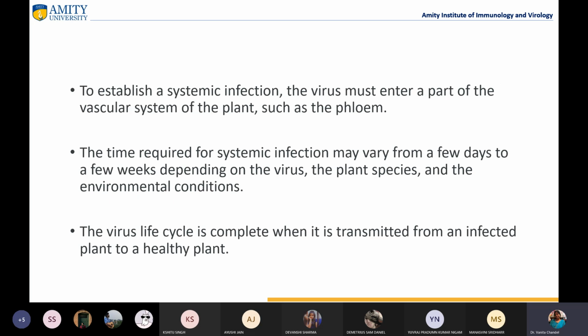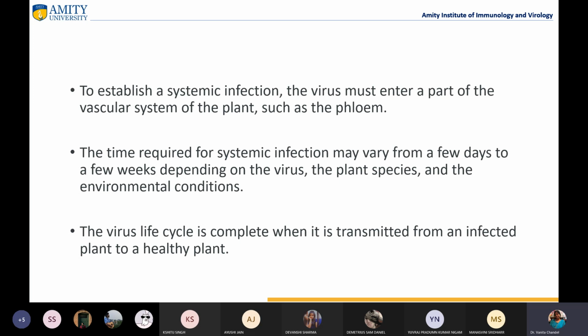So to establish a systemic infection, definitely the virus needs to enter a part of the vascular system of the plant, such as the phloem. It must reach that point. The time required for systemic infection may vary from a few days to a few weeks. It totally depends upon the virus, the plant species, and the environmental condition. Then the virus life cycle is complete.